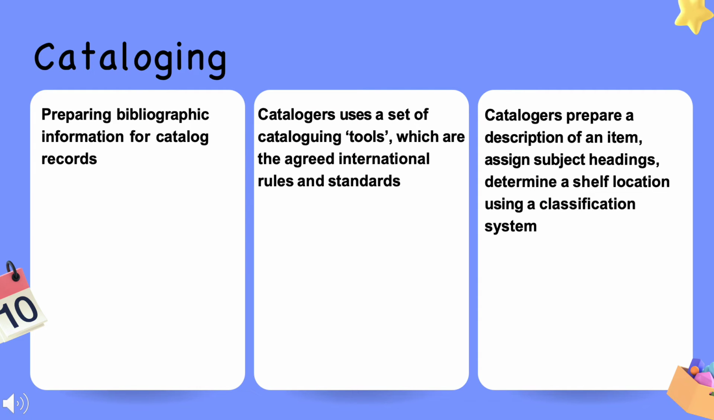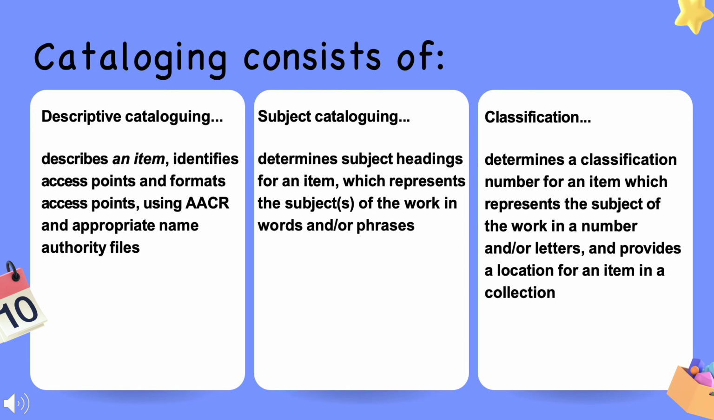Cataloging is preparing bibliographic information for catalog records. Catalogers in the library use a set of cataloging tools, which are the agreed international rules and standards. Catalogers will first prepare a description of an item, assign the item with subject headings, and finally, determine a shelf location by using a classification system. Cataloging consists of descriptive cataloging, subject cataloging and classification.